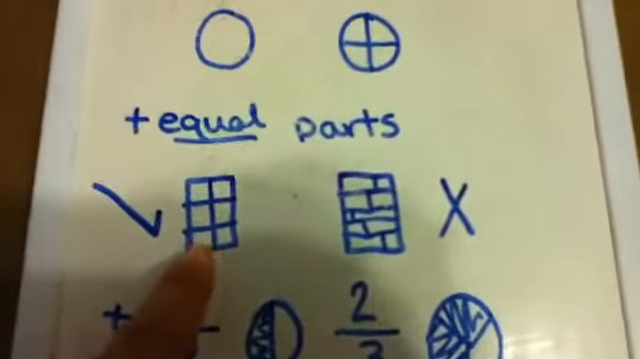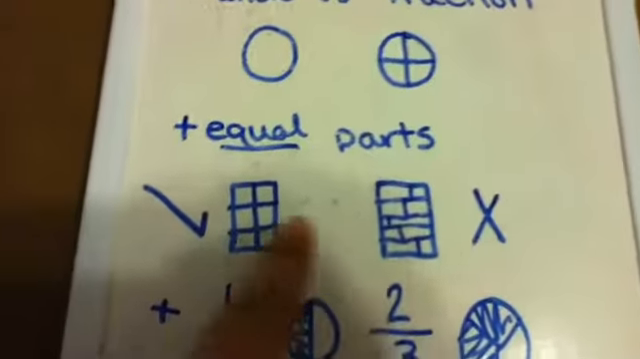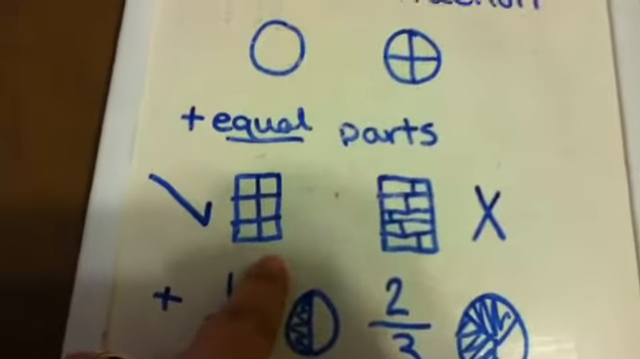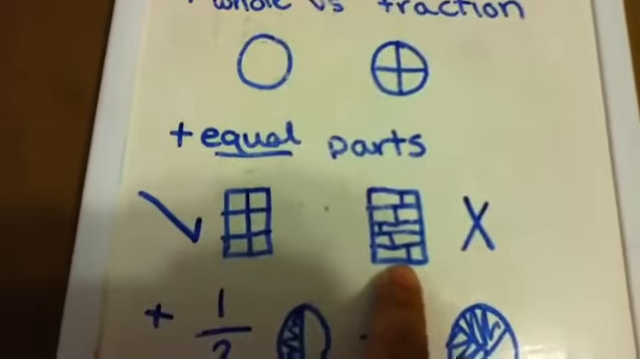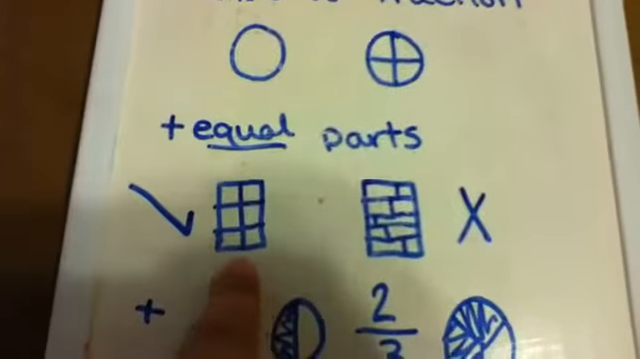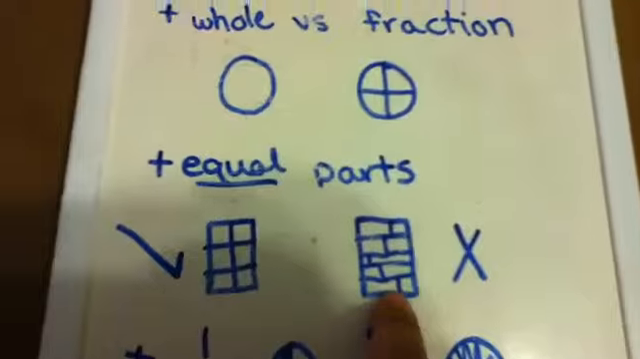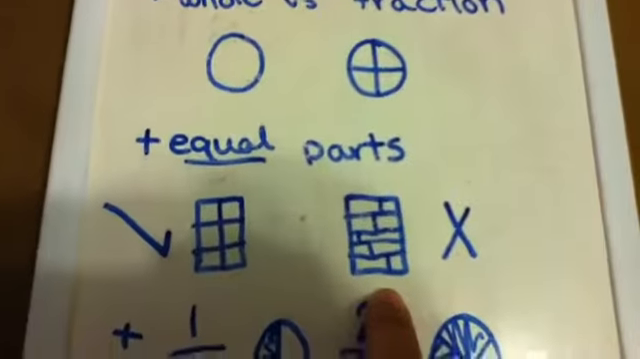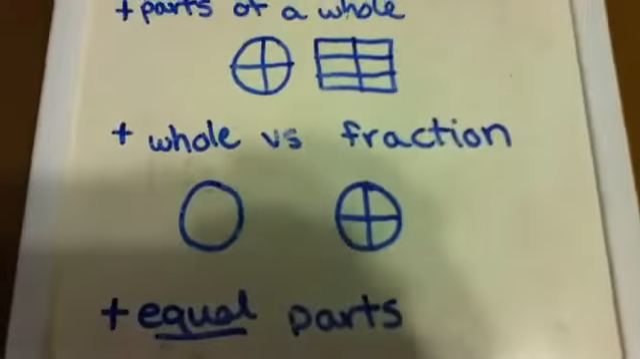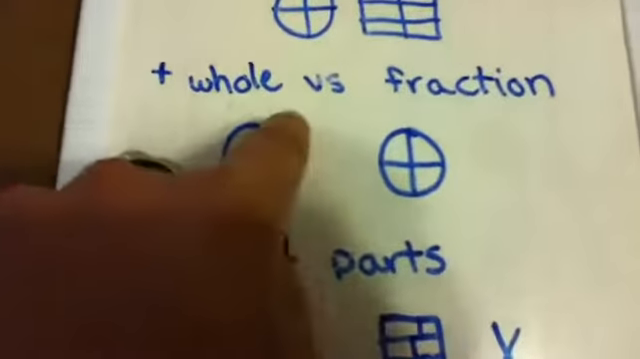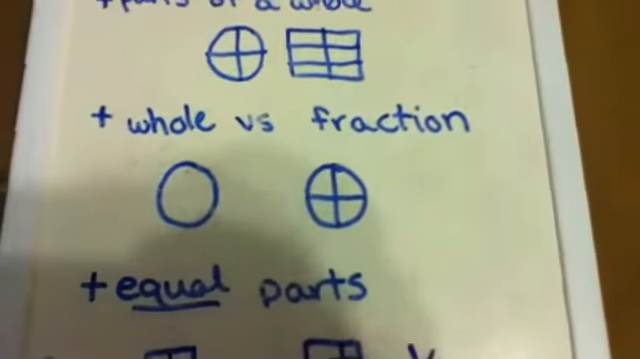Here we see that this image is cut into parts, just like this one is cut into parts. But this one has equal parts, as you can see, and this one does not have equal parts. They're all sorts of different sizes. So this one is representing a fraction because it's cut into equal parts, and this one is not representing a fraction because it is not cut into equal parts. Okay? So here is a whole versus a fraction. Here's a whole pie. Okay? And here's a fractioned pie because it is cut into 4 equal parts.